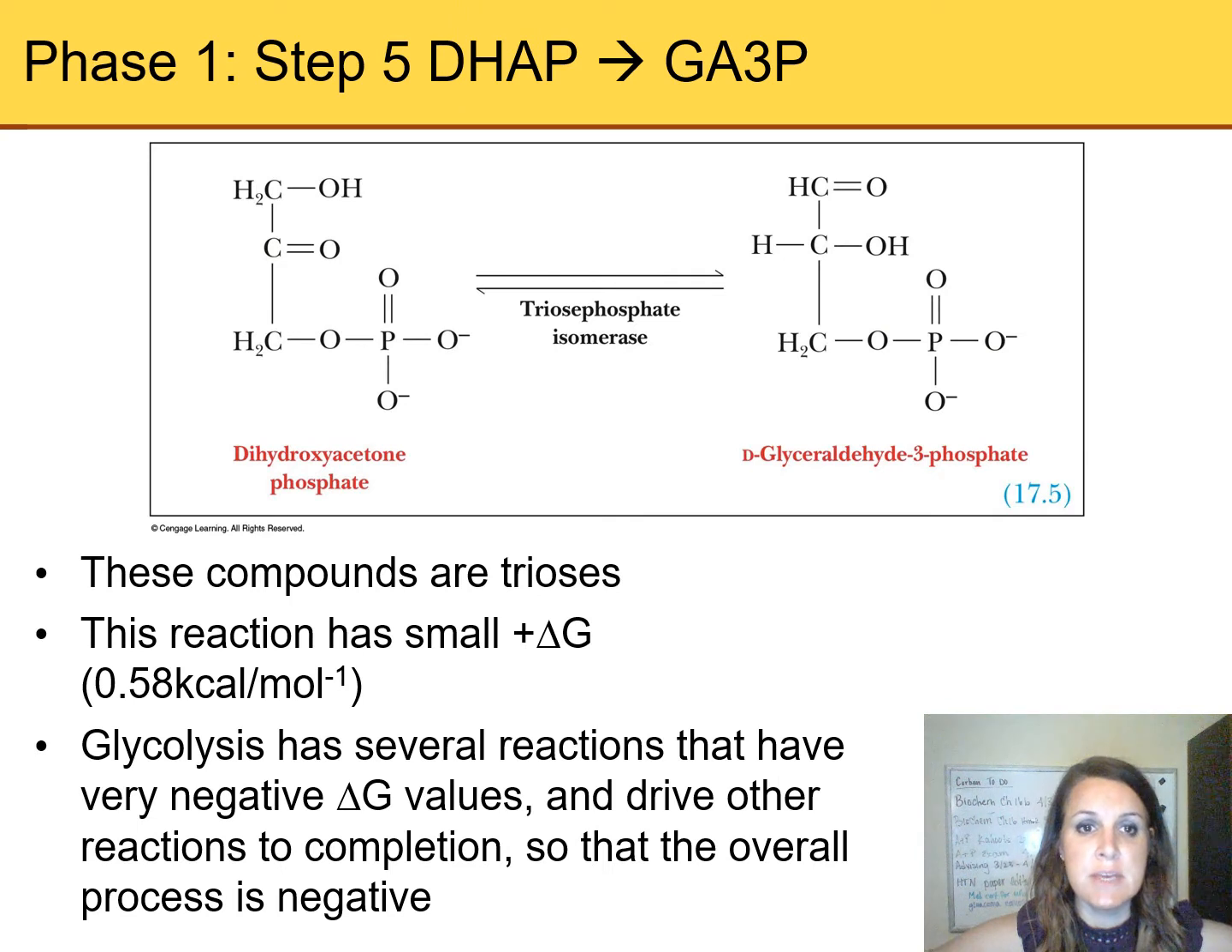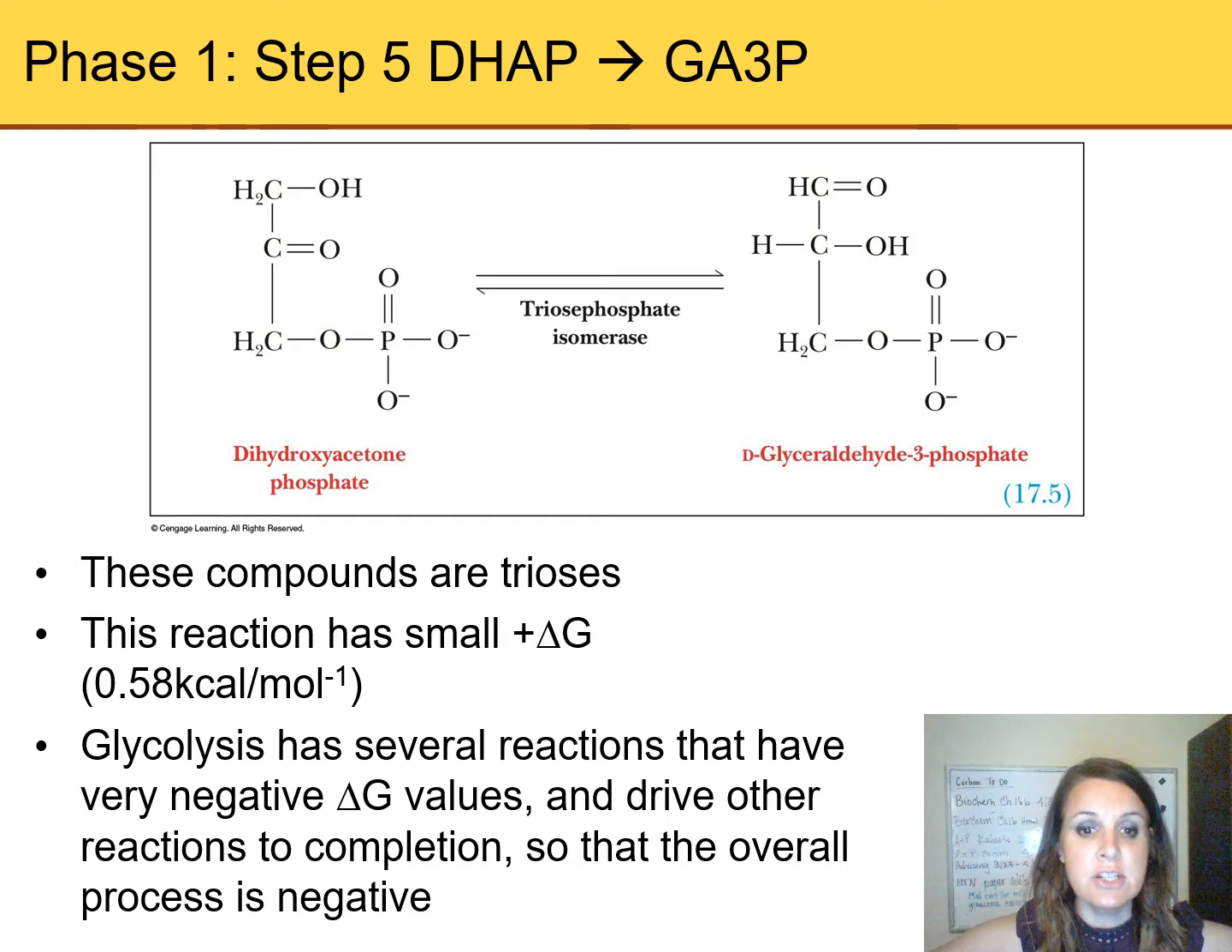The final step in that first phase of glycolysis is the conversion of dihydroxyacetone phosphate to glyceraldehyde 3-phosphate. So now we actually have two glyceraldehyde 3-phosphate molecules, one produced in step 4 and the other produced in step 5. The enzyme that catalyzes this reaction is called triose phosphate isomerase. Both of these compounds have 3 carbons, therefore they are trioses.